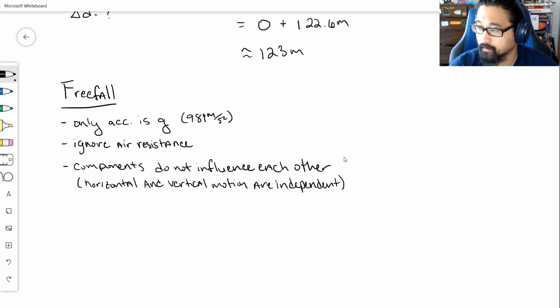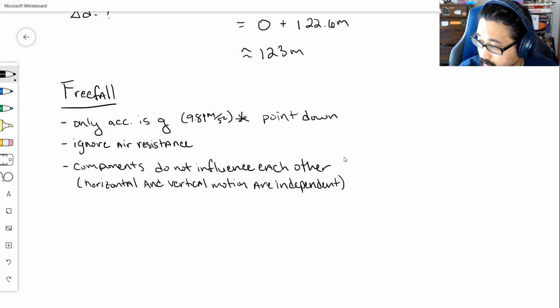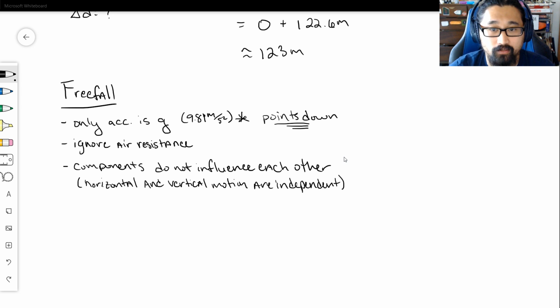Now, free fall is unique because the only acceleration is acceleration due to gravity. I'm going to asterisk this and make a little reminder that it points down, and that may be relevant for when we do questions.